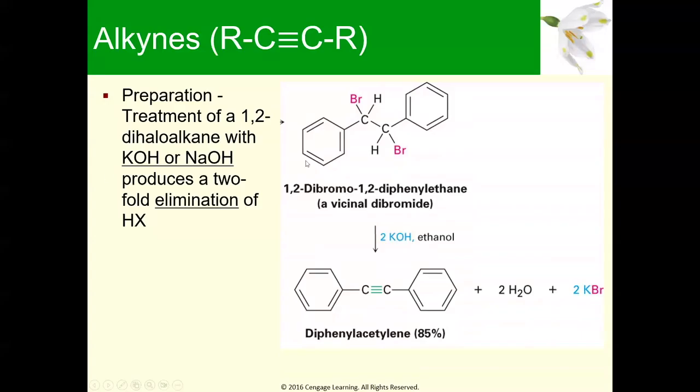So here's an example of that. So if you have this compound here where I've got a bromine on this carbon and adjacent to that I got a bromine on that carbon, you can carry out 2 elimination reactions. So for example, one elimination reaction can get rid of that HBr, and then another elimination reaction can get rid of that HBr. And then what you have left over then is the triple bond.